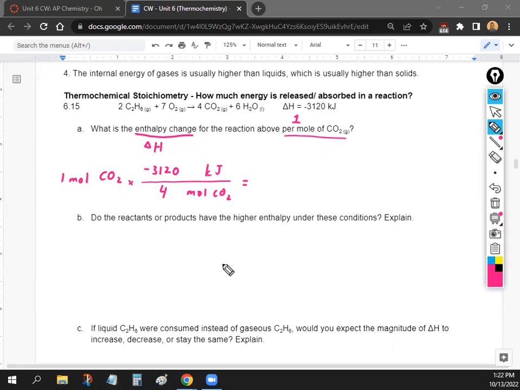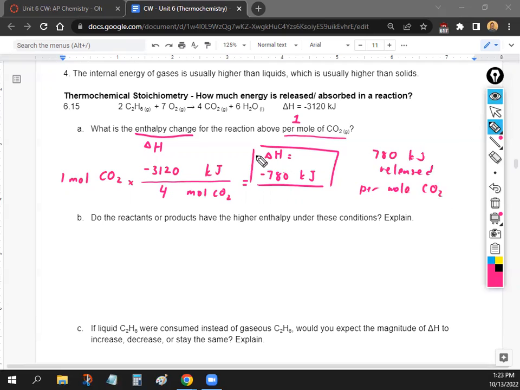So going forward, if you have an enthalpy change, you can just treat it as part of the reaction, whether it's a reactant or a product, depending on the sign, okay? Make sense? Any questions? Okay, so I'll just give you the answer for that one. It's going to be negative 780 kilojoules. So the enthalpy change is negative 780 kilojoules. Another way you can describe this is that 780 kilojoules is released per mole of CO2. It doesn't really matter how you write it, as long as you understand what that negative sign means.